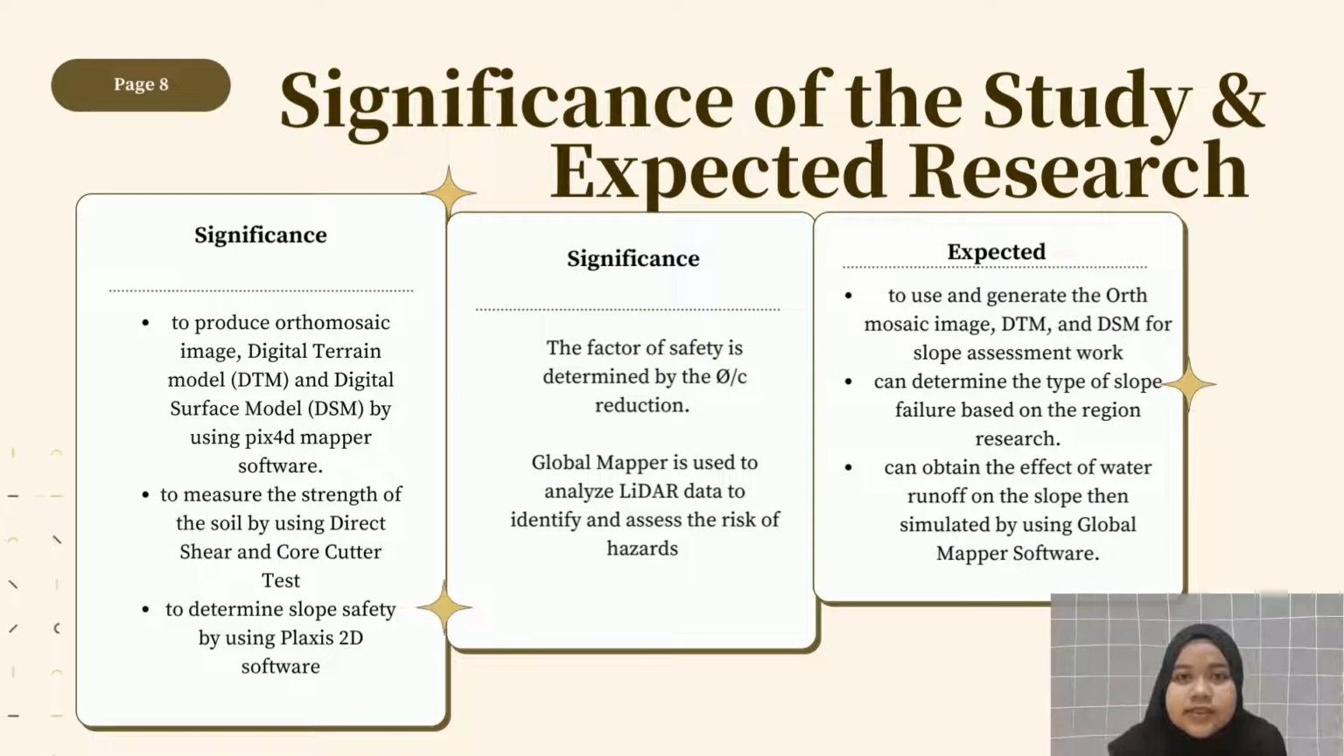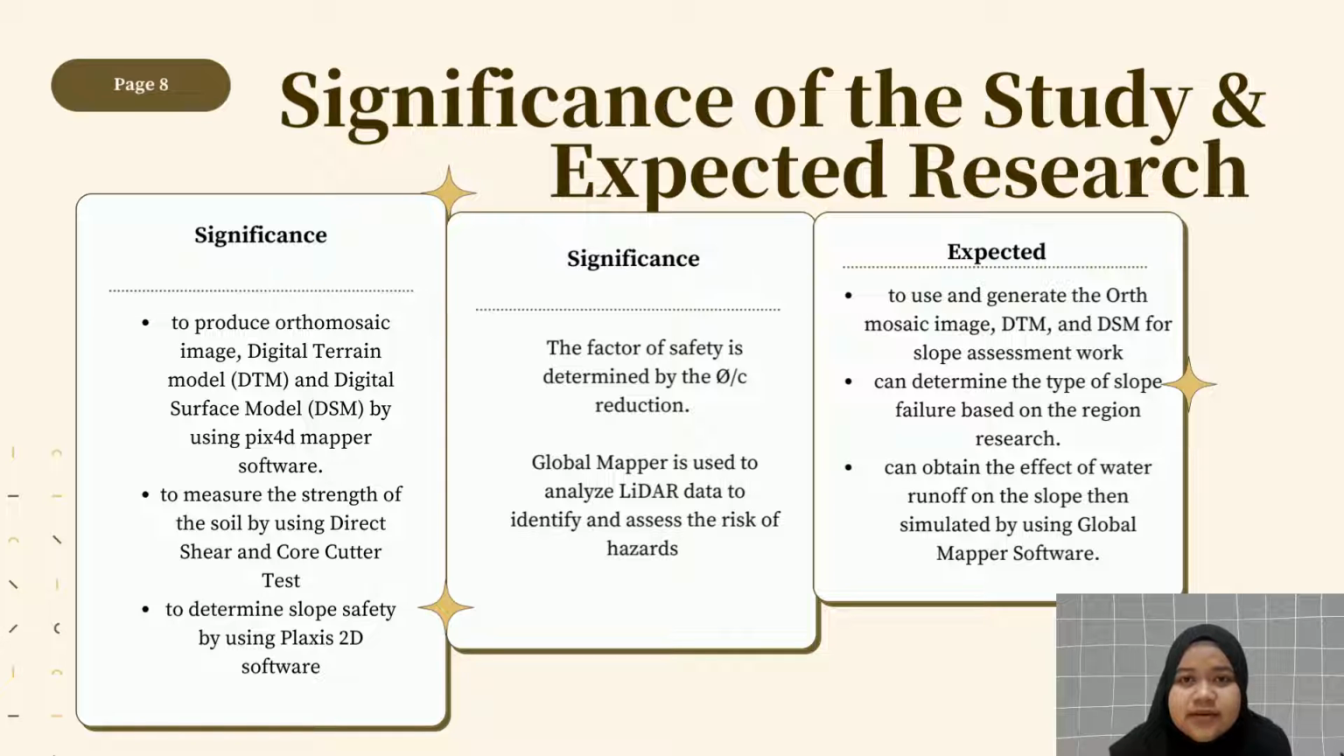Next, research significance. To produce automosaic image, TDM and DSM by using Pix4D mapper software. To measure the strength of soil by using direct shear and core cutter tests. To determine slope safety by using Plaxis software. The factor of safety is determined by the phi-c reduction. Global Mapper is used to analyze LIDAR data to identify and assess the risk of hazards.